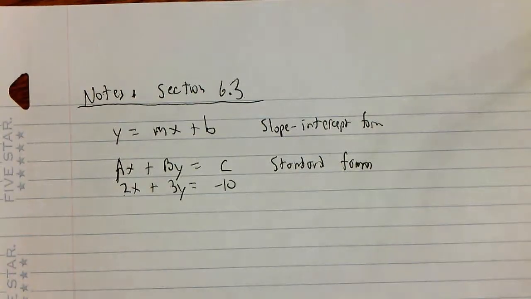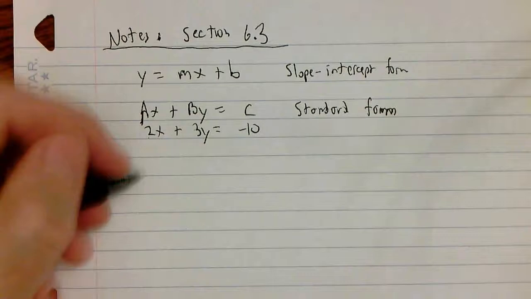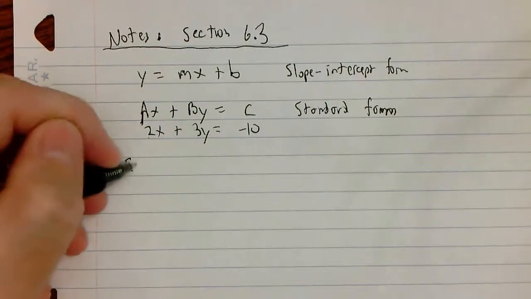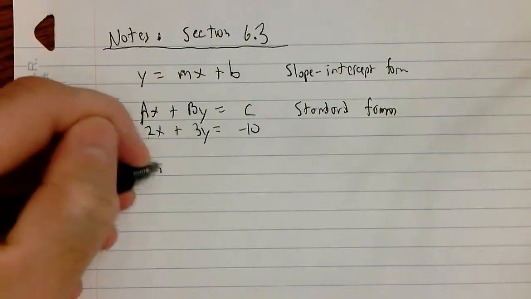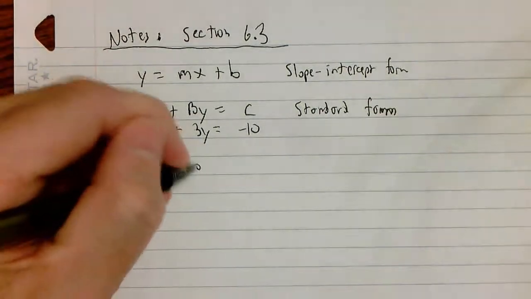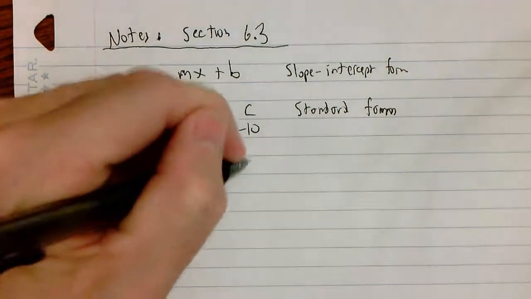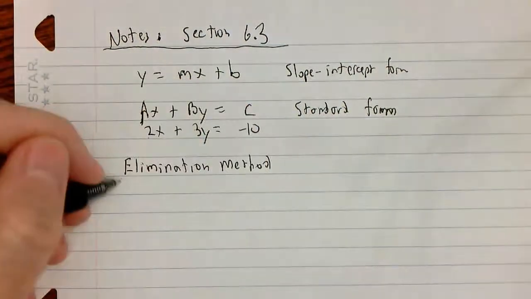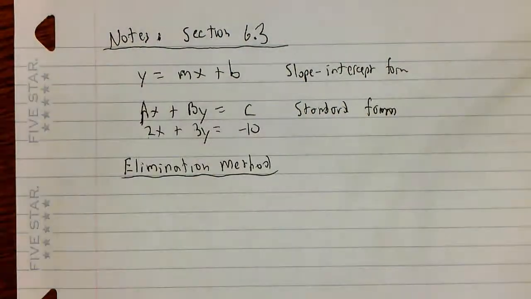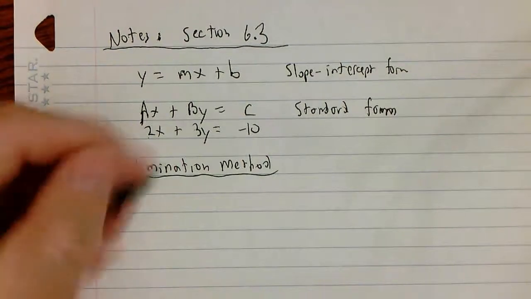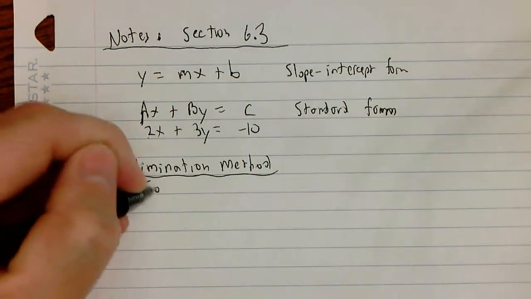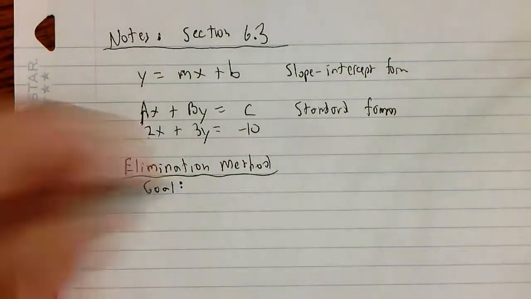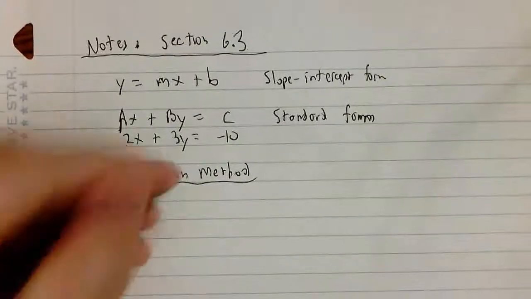And when equations are written in standard form, there is typically a better way to solve the system of equations. That is known as the elimination method, and that is what we're going to learn today. The elimination method has a goal. We're going to write that goal out first.